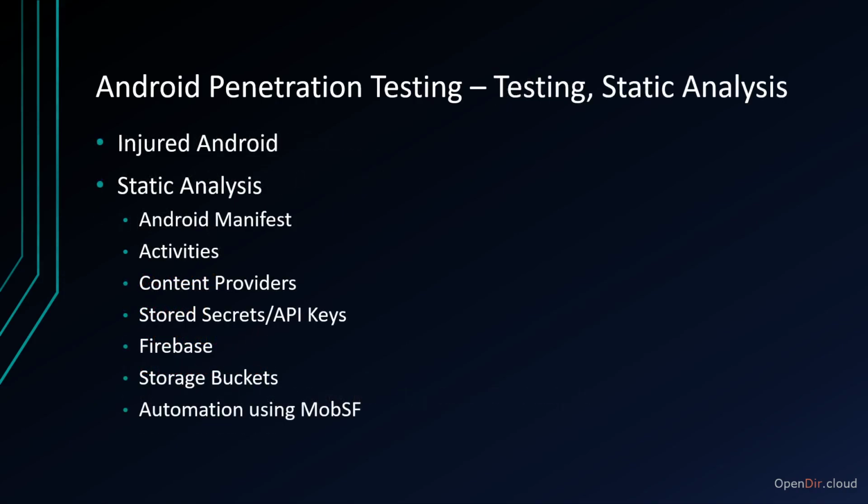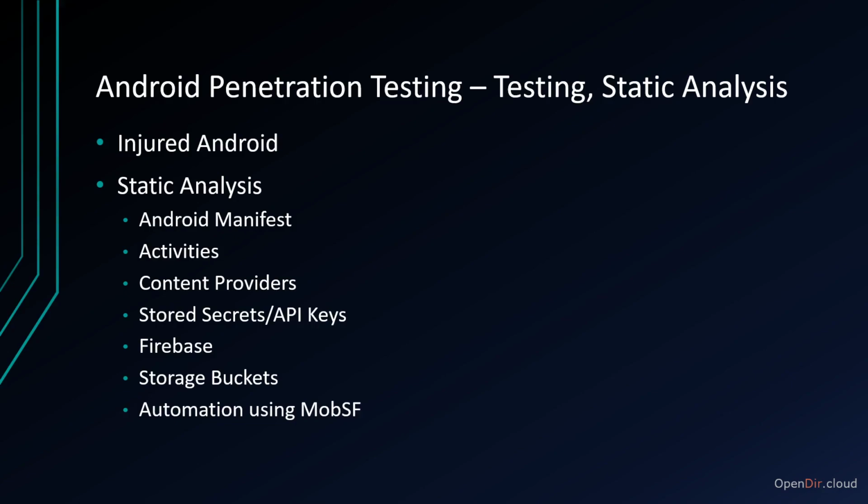For the static analysis portion of the course, this is when we'll be getting into the real mobile application analysis. And the app we'll be using throughout this course is called InsecureBankv2 Injured Android. You can easily go out there and find this on GitHub. I'll show you exactly how to download it from the Google Play Store as well.